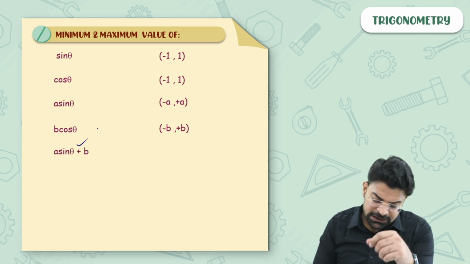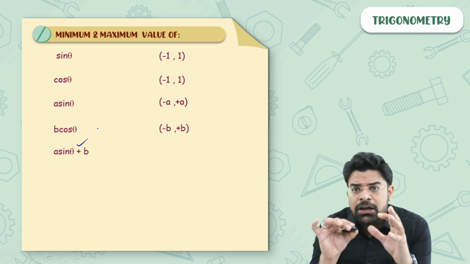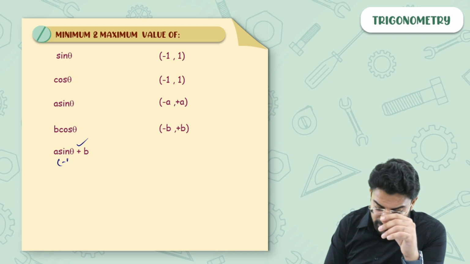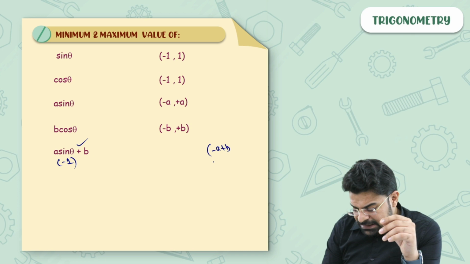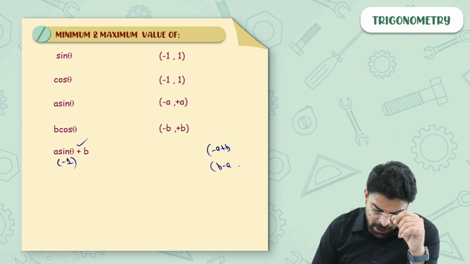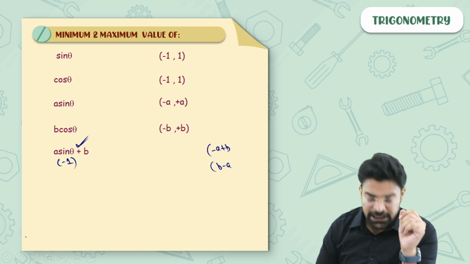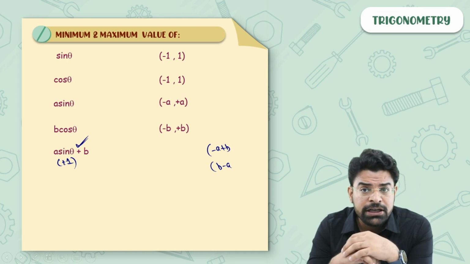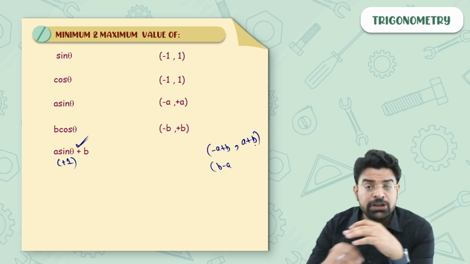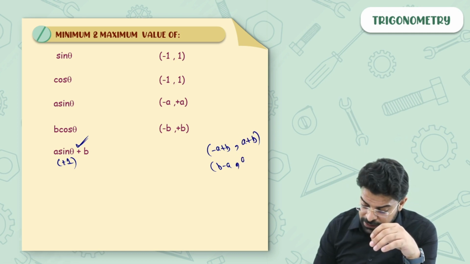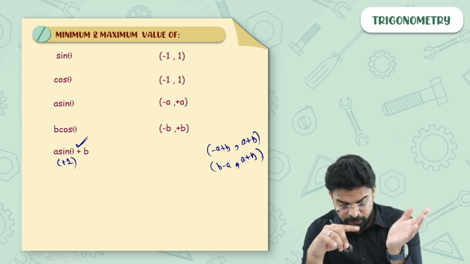Next, what is the minimum and maximum possible value of a sine theta plus b? For the minimum possible value of a sine theta plus b, take the minimum possible value of sine theta, which is minus 1. Hence the minimum possible value comes out to be minus a plus b. That can be written as b minus a. For the maximum possible value of a sine theta plus b, take the sine theta as maximum. The maximum possible value of sine theta will be 1. Hence the maximum possible value of a sine theta plus b will be a plus b. So the range of value of a sine theta plus b will be from b minus a to b plus a.